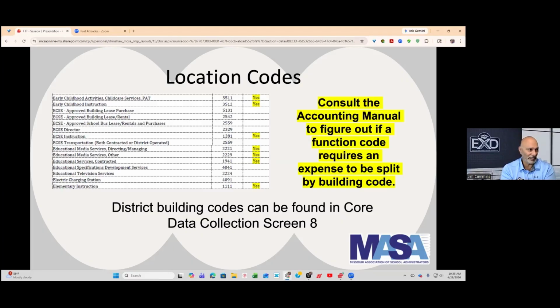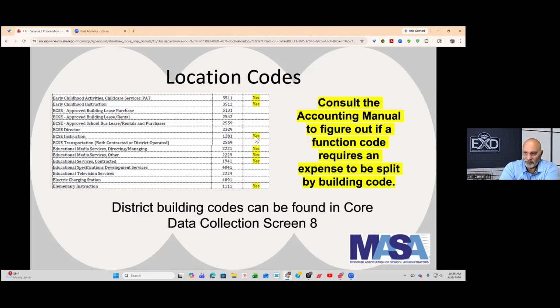In the accounting manual, you can go and look and determine, does this function code have to be split between locations? So this is just a shot of the E's. Early childhood, 3511, yes, it has to be split. The early childhood building lease or rental does not have to be split. And the reason for that is probably because it's for a specific building, and would not need to be split.